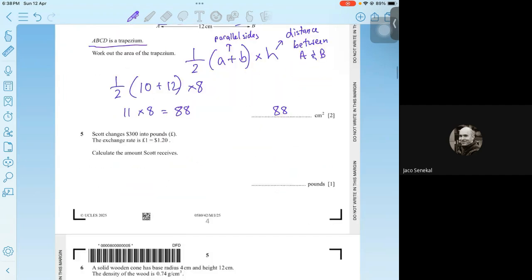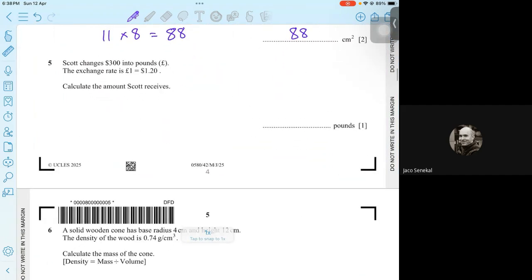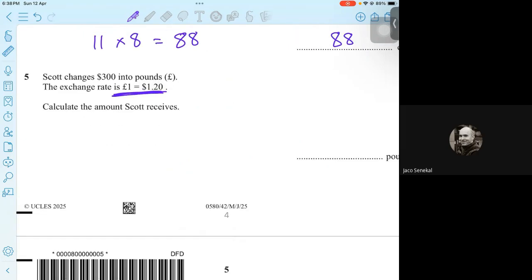Okay, wonderful. The next question says, Scott changes $300 into pounds. The exchange rate is £1 equals $1.20. Calculate the amount Scott receives. This is the important part here. I feel like this is rates of change, or there's a chapter for rates and ratios, right? It's part of that chapter specifically.